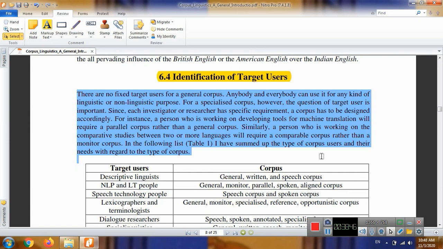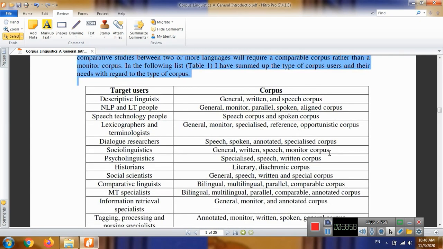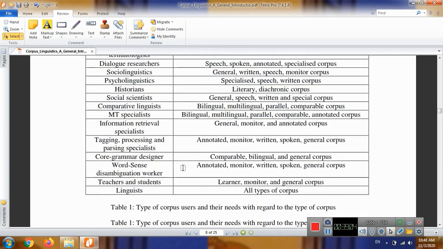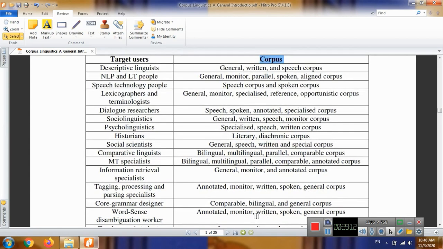Here, in the following table, you can see the list, which is a summary of the type of corpus users and their needs with regard to the type of corpus. Here you can see the target users and all kinds of corpus. You should know this table. Type of corpus users and their needs with regard to the type of corpus.